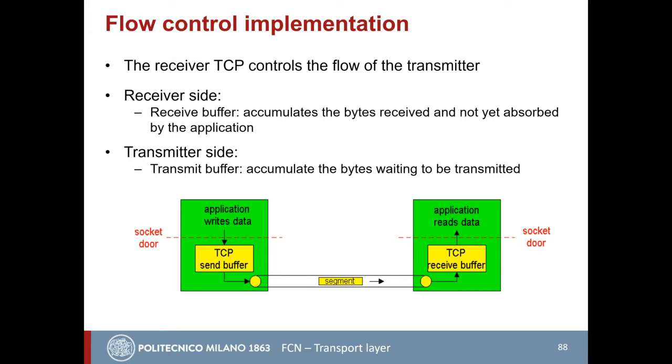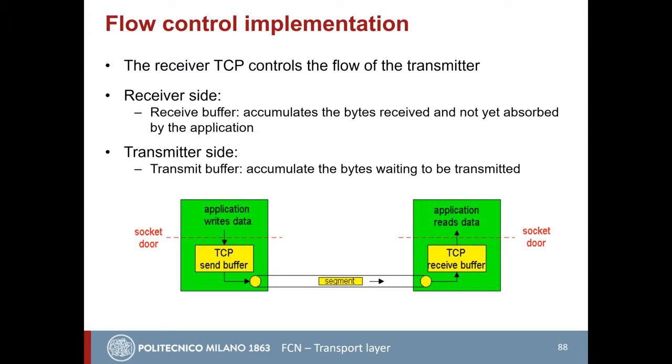The receive buffer accumulates the bytes that are carried inside the segments, and the bytes remain in the receive buffer until the receive application starts reading them. So the buffer has a limited space. It is written by the network and it is read by the application, and so the application has to read data sufficiently fast so that the buffer does not get congested.